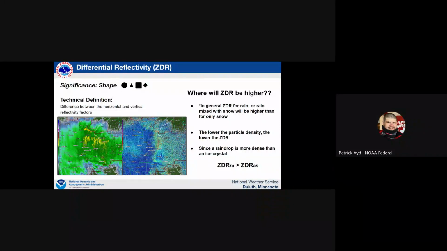The lower the particle density, also the lower the ZDR. So a snowflake is much less dense than a raindrop. And because of that, that also plays into why ZDR is a lot higher for rain, or a mix of rain and snow, i.e. partially melted snowflakes that are on their way to becoming raindrops. Why that ZDR is a lot higher than it is just for snow itself.